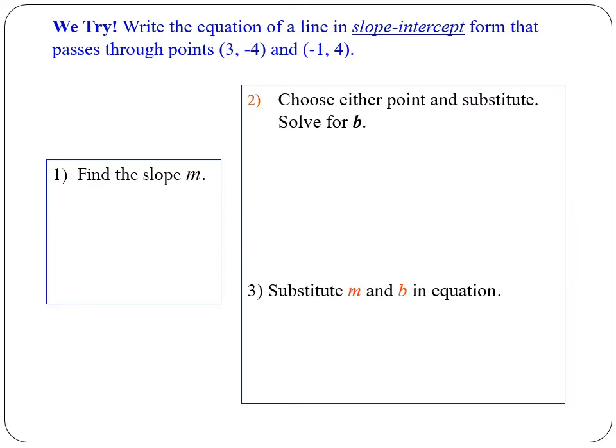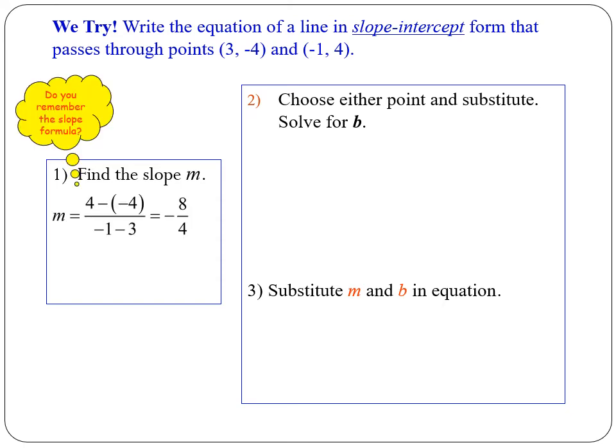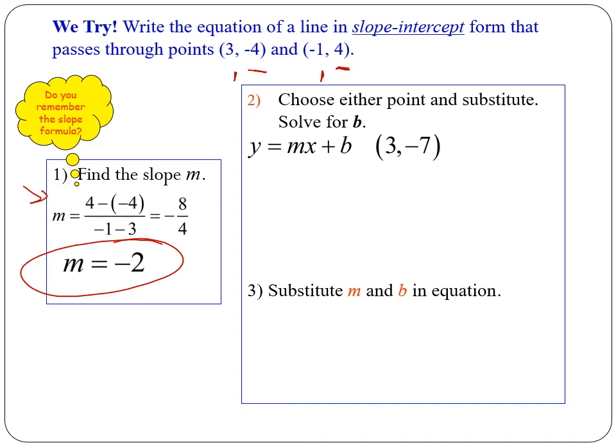So again, if I'm given the ordered pairs (3, -4) and (-1, 4), calculate your slope. It's -2. Okay, so I took 4 minus -4 over -1 minus 3. That's what we did over here. You end up with -8/4, which is just -2. Now again, you get to pick which ordered pair you want to choose. Oh, that's a typo.